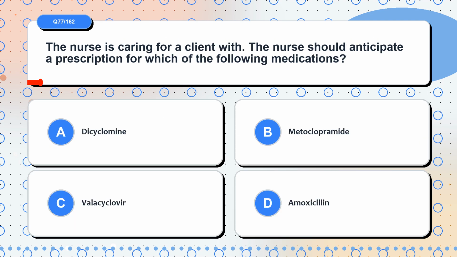Question 77. The nurse is caring for a client with. The nurse should anticipate a prescription for which of the following medications? Here are the options. Option A, dicyclomine. Option B, metoclopramide. Option C, valacyclovir. Option D, amoxicillin.